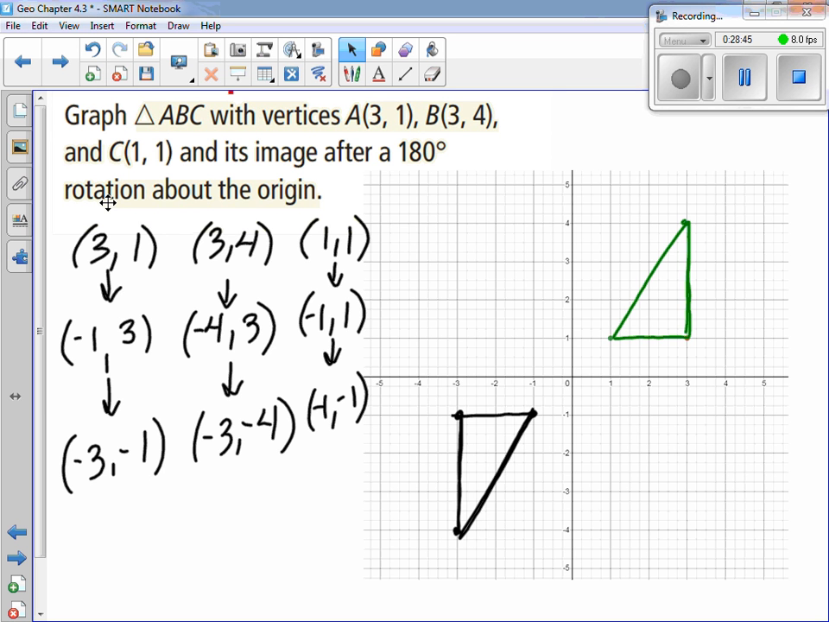Are we good with this here? Yes? Any questions on anything we've done so far?